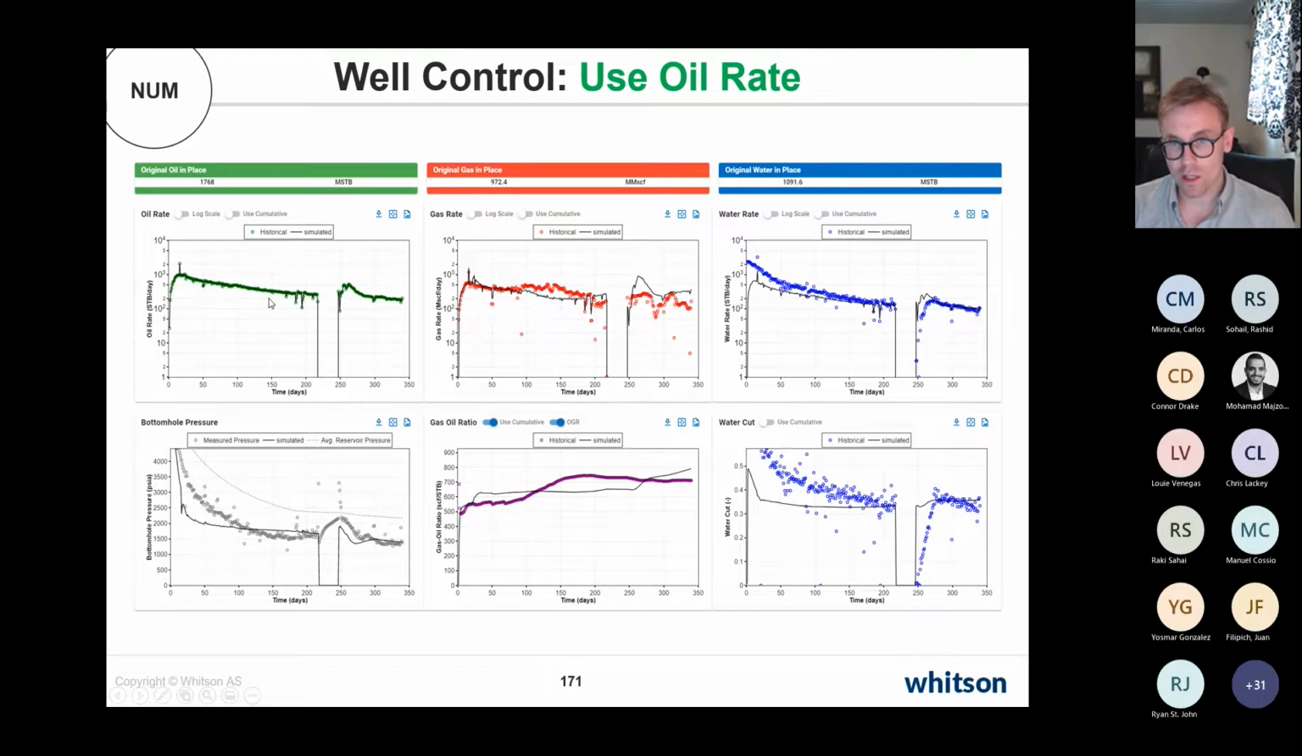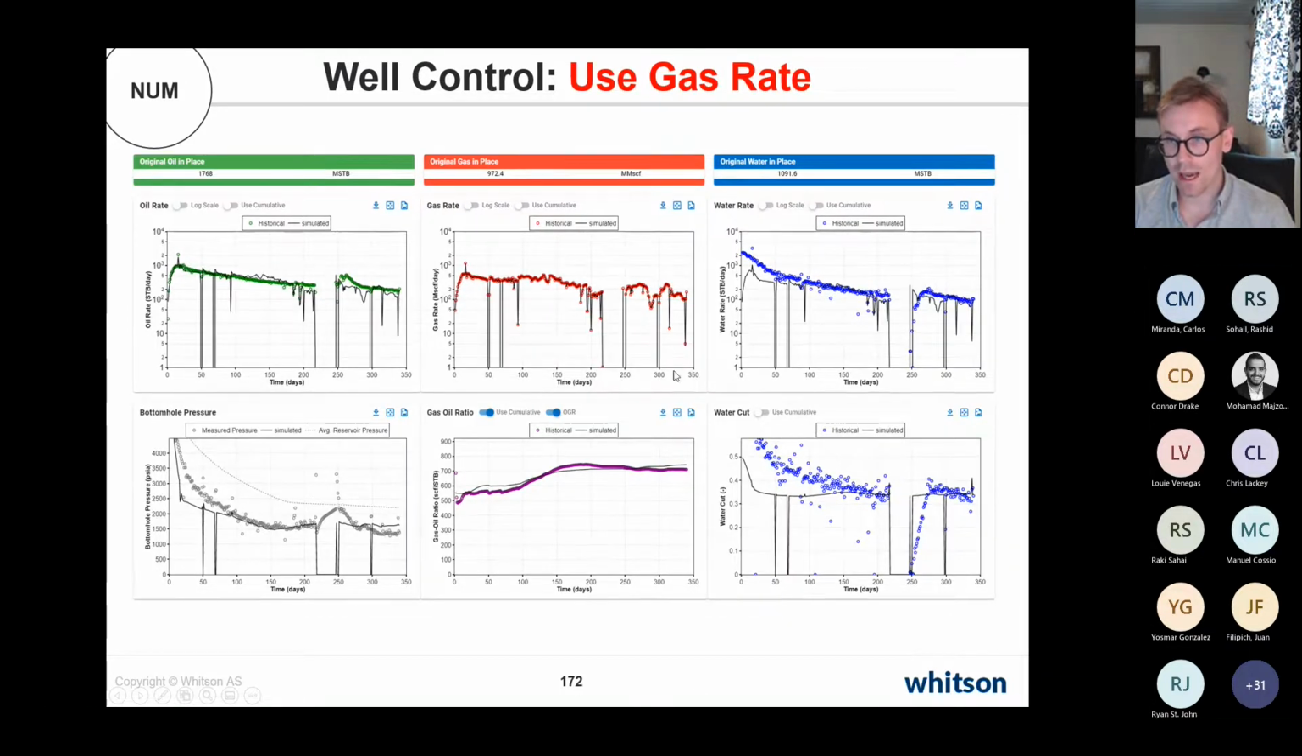That means that the oil rate is perfectly matched for all points in time. But then you see that, okay, here I probably haven't done a super good job on my history match, but there's some discrepancy on GORs and bottom hole pressures, etc. If I do the well control on gas rate, the gas is perfect. My water is at least okay late time. But now I see that there's some discrepancy on oil.